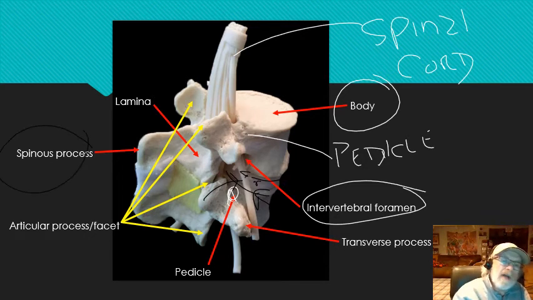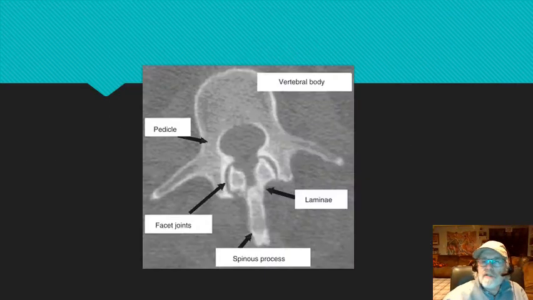Here's the spinous process, and you can see how it's connected by ligament between the two. This is just artificial. And then there's the lamina. You can see the lamina in there. So that's pretty easy to see.